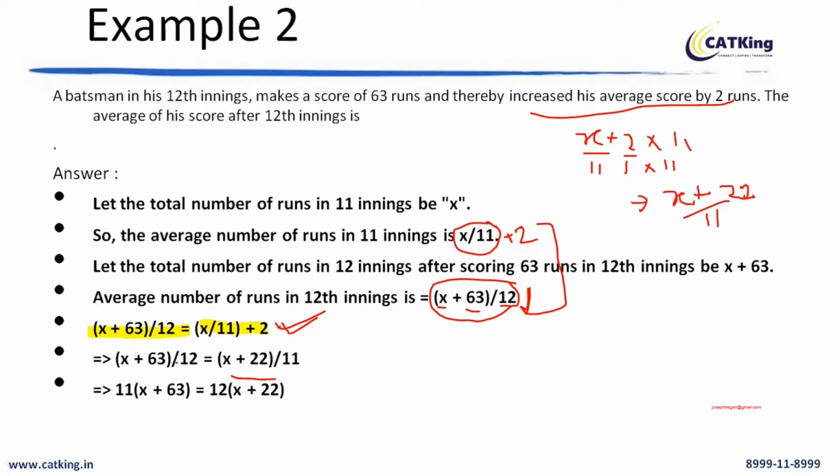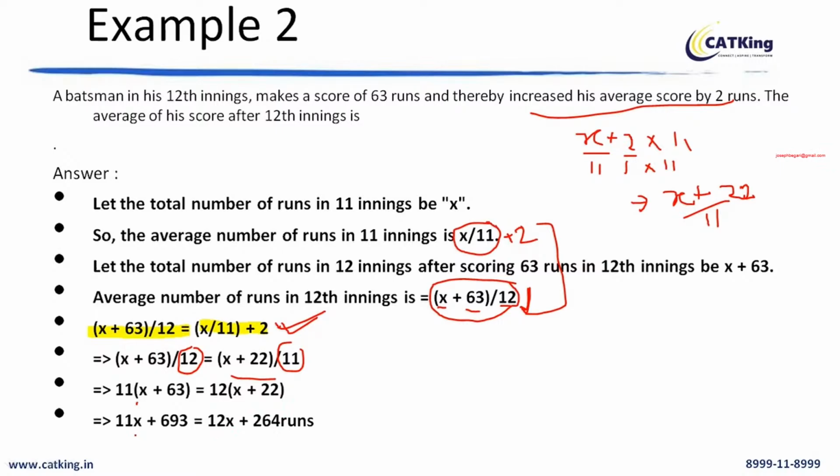Now we cross multiply. So the 11 that is here goes this side and the 12 that is here goes on the right side. Correct? Then you multiply. So this becomes 11 into x plus 63 is equal to 12 into x plus 22. You solve this. So 11 into x is 11x. 11 into 63 becomes 693. 12 into x is 12x and 12 into 22 is 264.